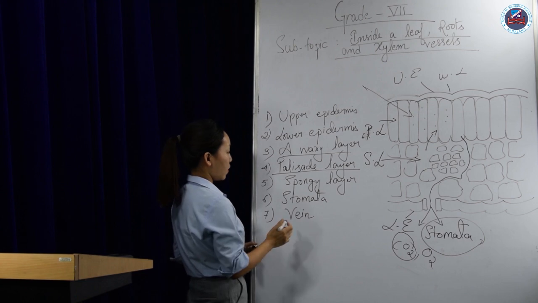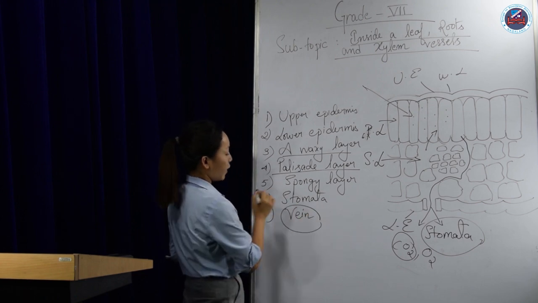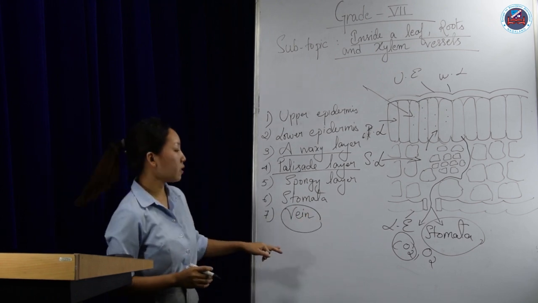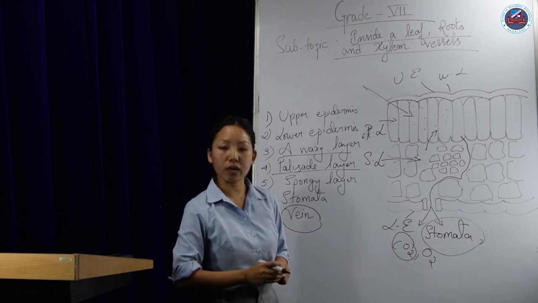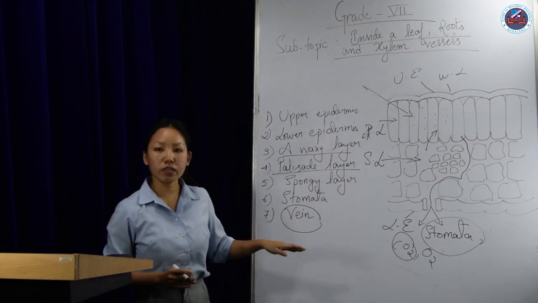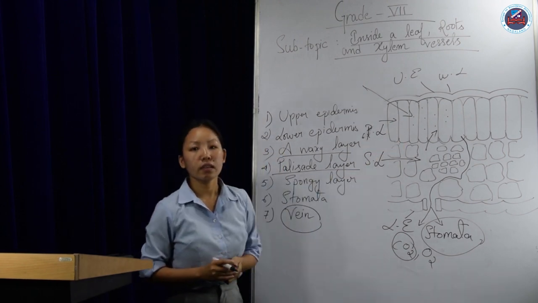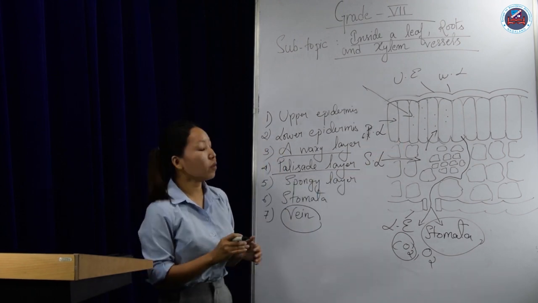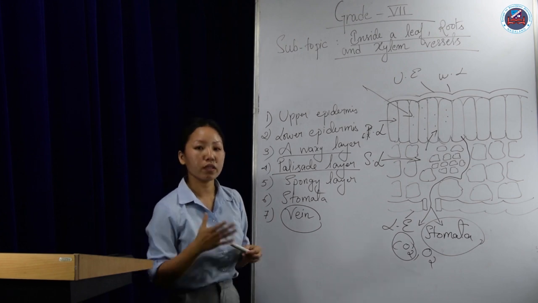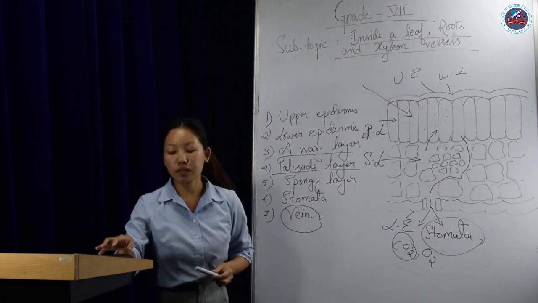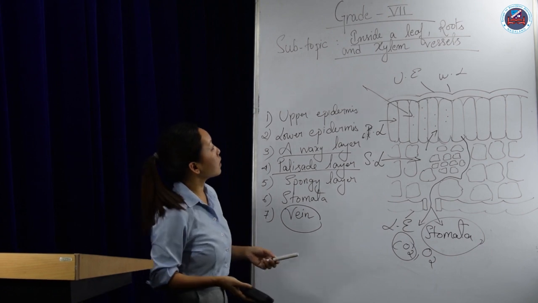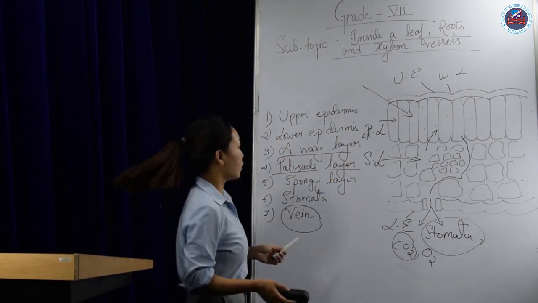Then next, we have the vein. The main function of this vein is what? It carries water and minerals to different parts of the leaves. And some of the water is also used up in the process of photosynthesis. Next, we will be studying the functions of root.